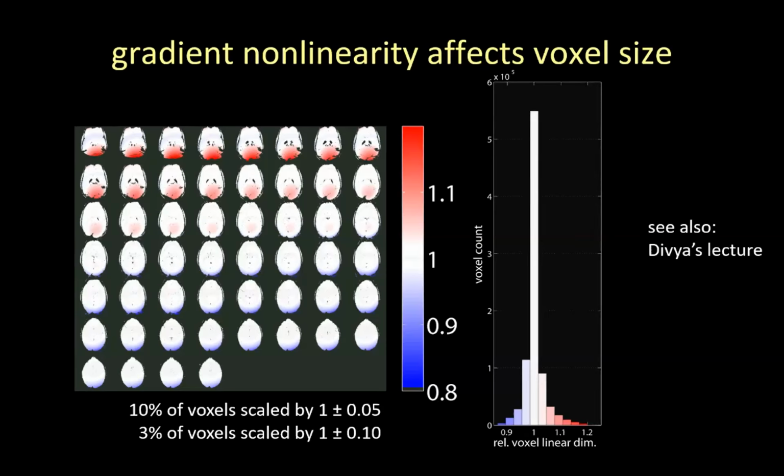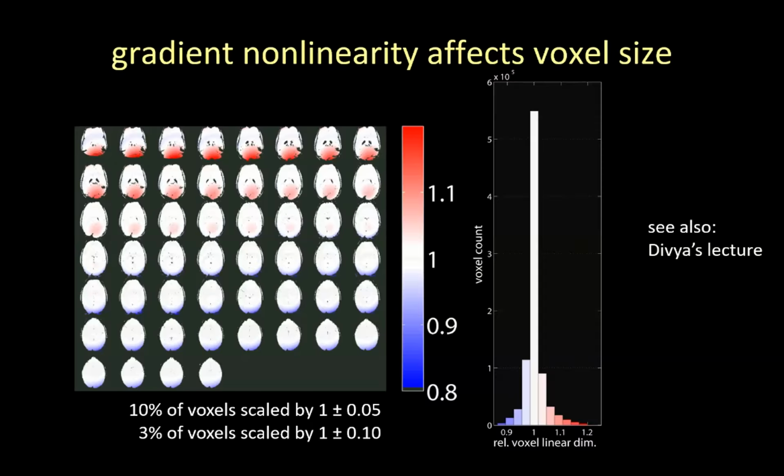So this gradient nonlinearity, as well as B0 distortion, changes the voxel size. And this is a map of how one of my favorite gradient coils actually changes the voxel size. What's interesting here is that this is literally the change in voxel size. So red means the voxel size is bigger than what you think. These are places where the gradient is a little bit weaker than you think.